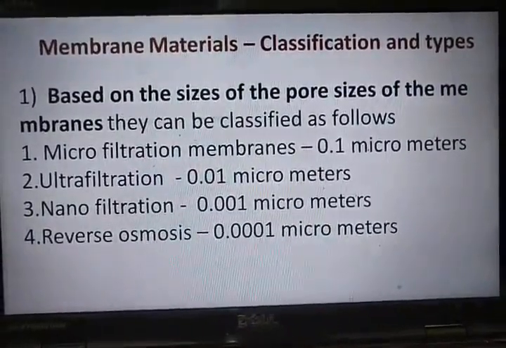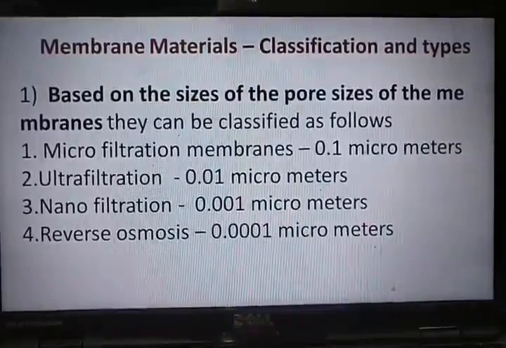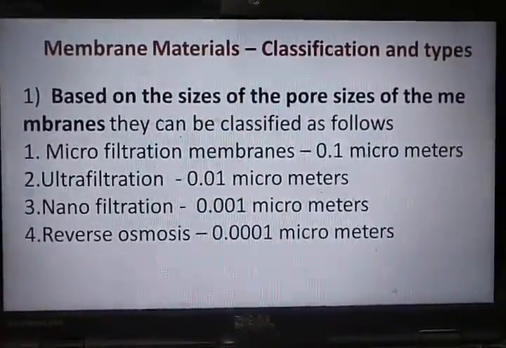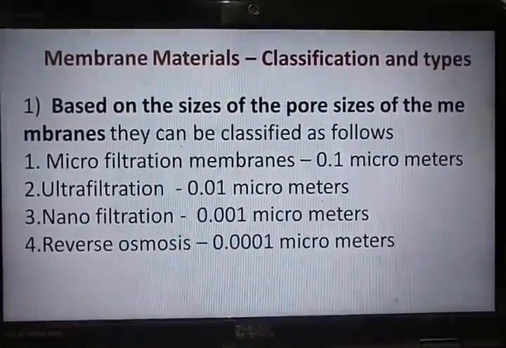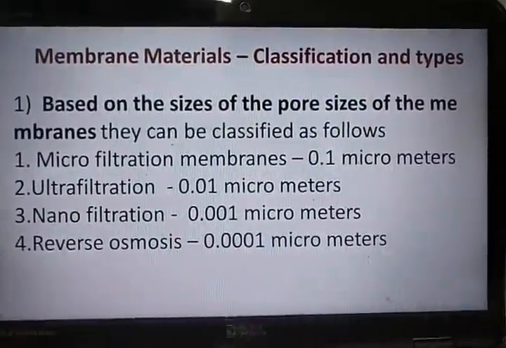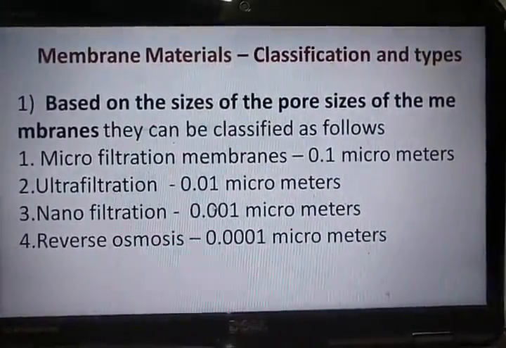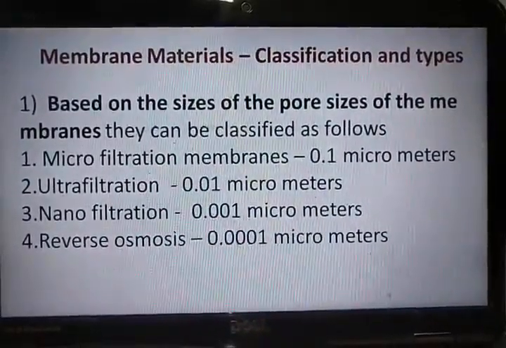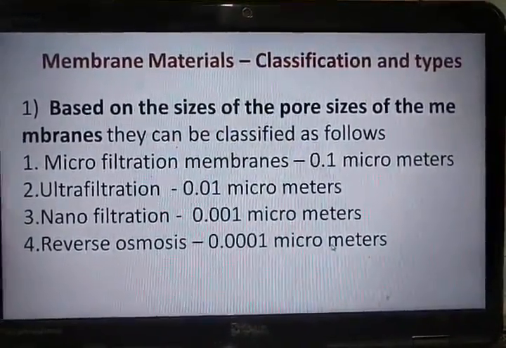See, this was the classification. Like I told you, microfiltration comes first, then ultrafiltration, then nano, then reverse osmosis. Please remember, it decreases in the order of zeros, that is 0.1, 0.01, 0.001, 0.0001. This is easy for remembrance: micro 0.1, ultra 0.01, nano 0.001, reverse osmosis 0.0001 micrometers.